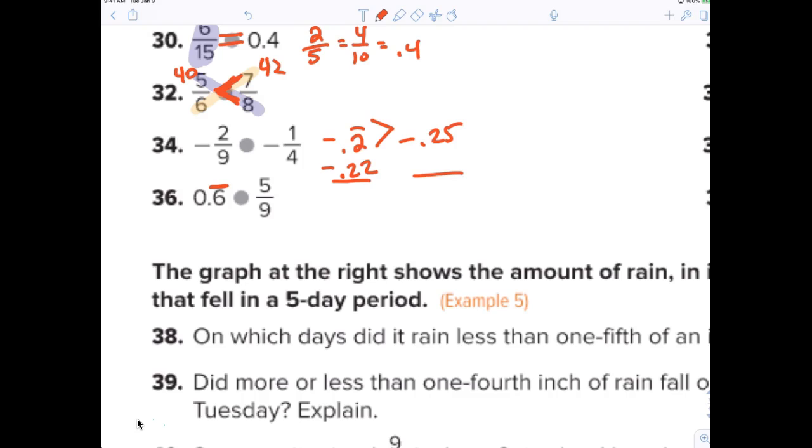Tell them. 6 over 9. Come on. 0.6 repeating is 6 over 9. Right? You know that. That's just something you're trained. Anytime something's repeated, you can quickly convert it to a fraction. Agreed? So now, what's true about 6/9 compared to 5/9? Greater than. All right?